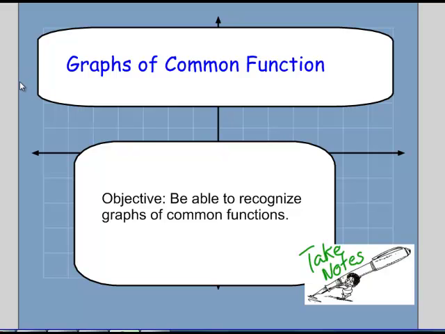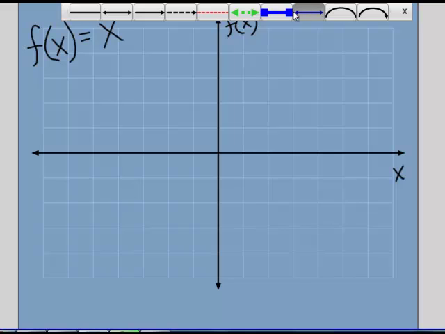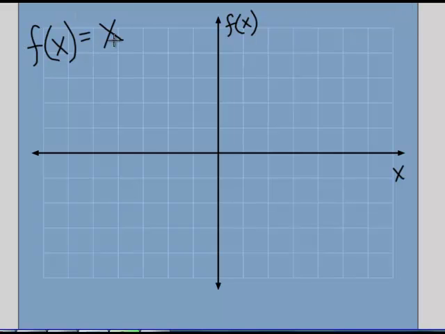In this video, we're going to look at graphs of common functions. These are functions that you're going to see throughout the Algebra 2 course, so it's going to be easiest if you memorize some basic functions now or recognize them. So the objective is for you to be able to recognize graphs of common functions that you'll see throughout the course. First one, this is a review from Algebra 1, and it is f of x is equal to x.